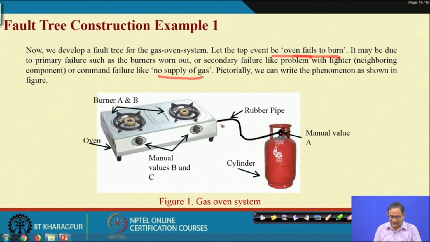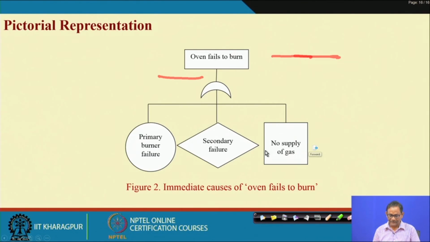Common failure, why? Because maybe the component is not able to supply gas. Okay. So, using this PSC concept here, what we finally found out is: oven fails to burn, primary burner failure, secondary failure may not be known, and no supply of gas. This is the common failure. So, no supply of gas is the common failure.